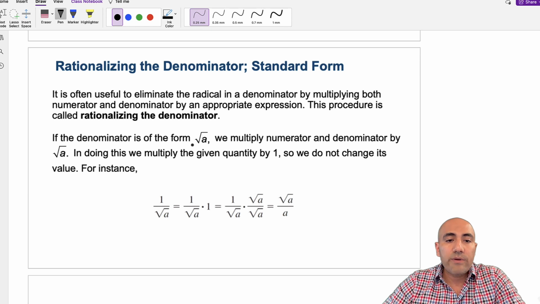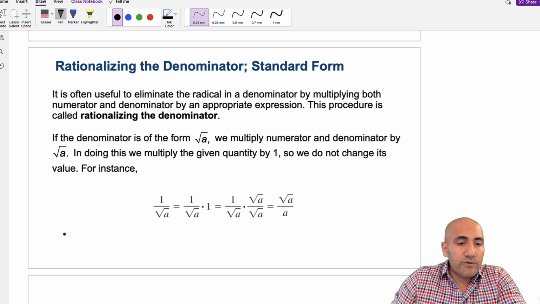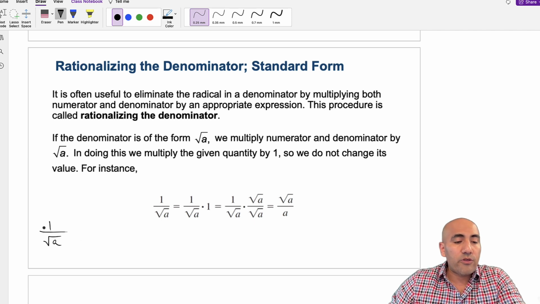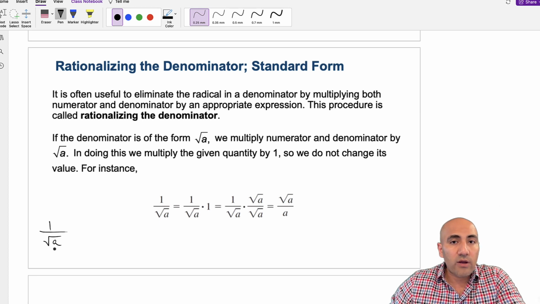In doing this, we multiplied the given quantity by a new form of 1 so that we do not change the value. Right? So for instance, if we were given this 1 over the square root of a and we needed to rationalize it, remember, we're not solving anything. We don't have an equation given. So we start with just 1 over root a. And our goal is to come up with a new way to express the exact same thing, but do it in a way where we do not have a square root in the denominator. That's all we're trying to do.